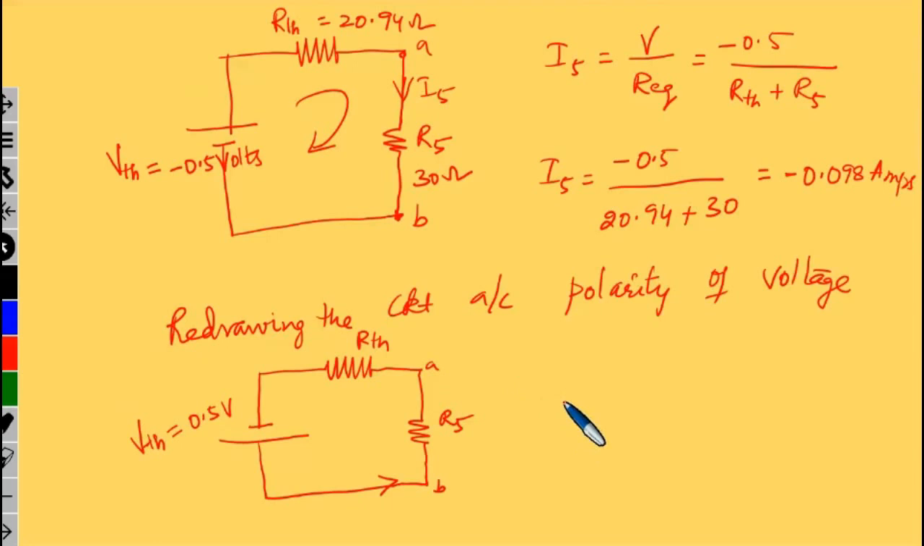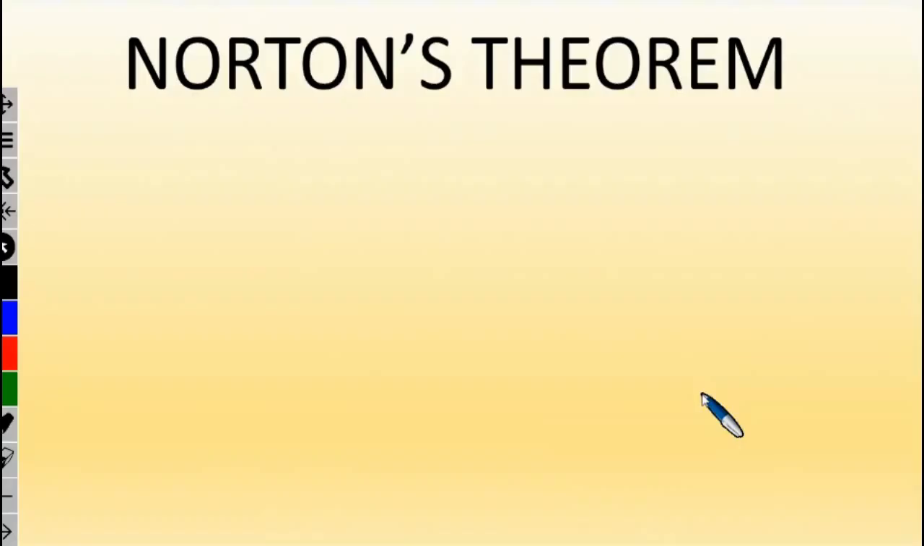So in this session I am going to discuss Norton's theorem, which is the exact converse of Thevenin's theorem. That means in Thevenin's theorem we found the equivalent circuit as a voltage source in series with a resistor, connected to the load, whereas here we are going to find the exact opposite of it. So let us start with the statement.